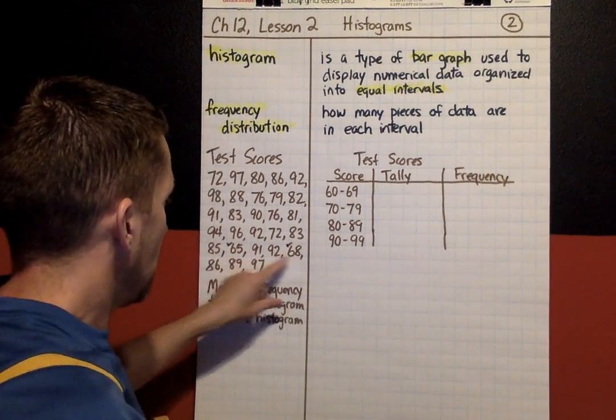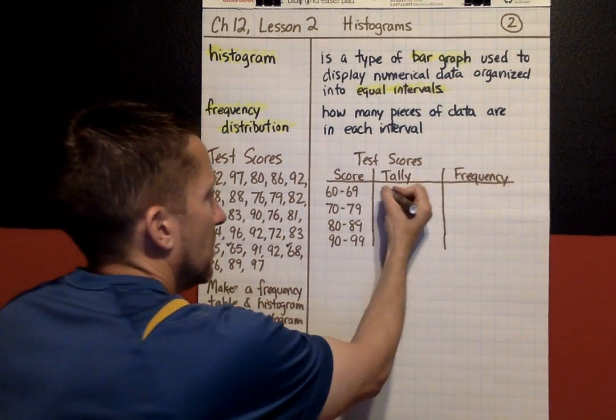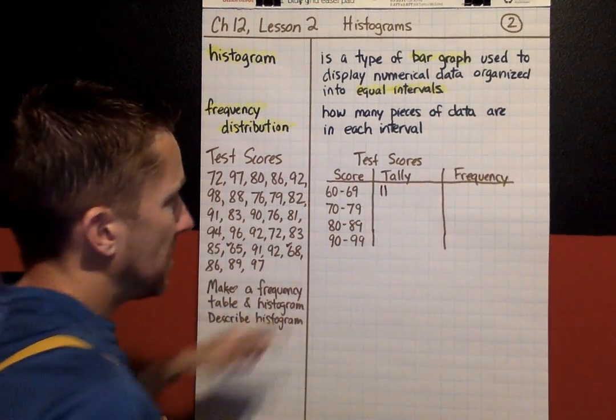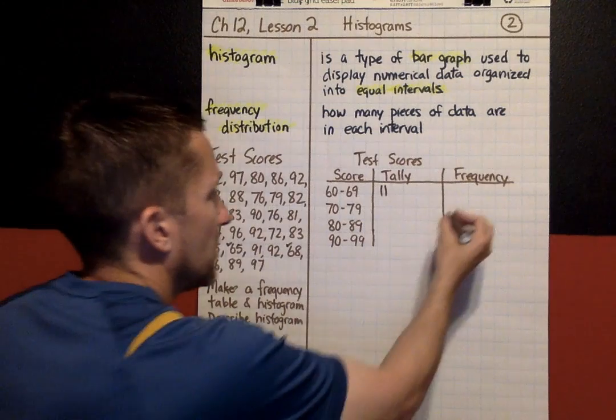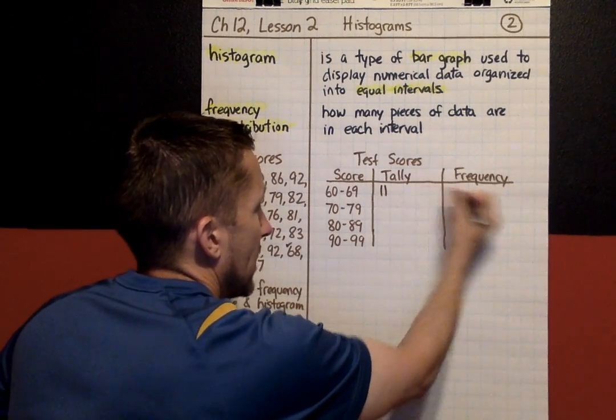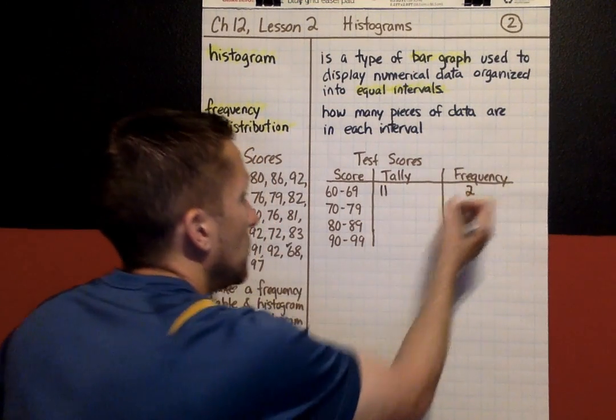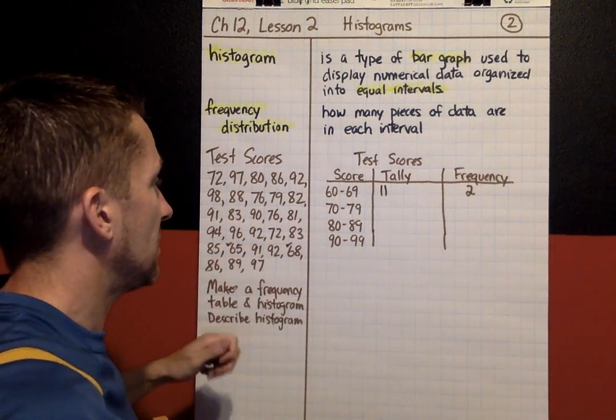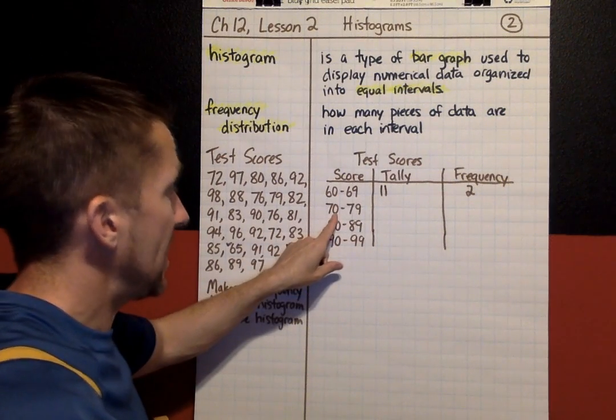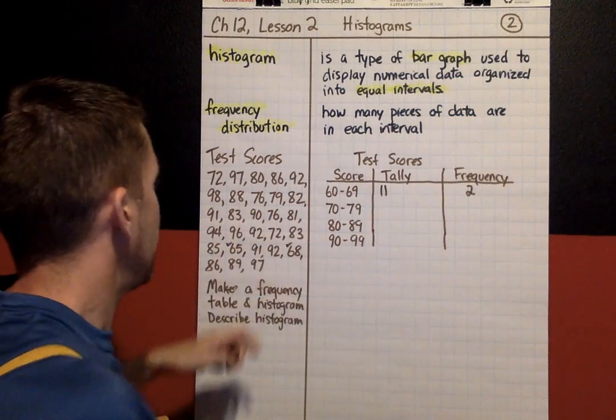So, two tally marks for scores in the 60s. Under frequency, I'm just going to write that down as a number. So I had 2 scores between 60 and 69. Now I'm going to carefully count how many are between 70 and 79.